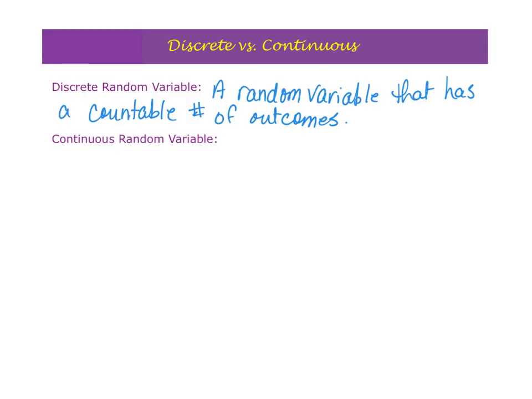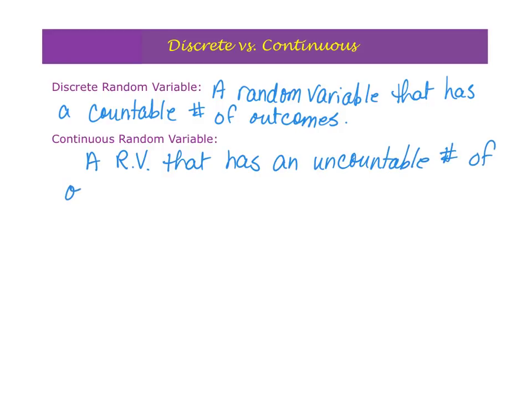A continuous random variable is a random variable that has an uncountable number of outcomes, and it's usually represented as an interval on a number line. I'm going to start abbreviating random variable RV. It's a random variable that has an uncountable number of outcomes. It is represented as an interval on a number line.